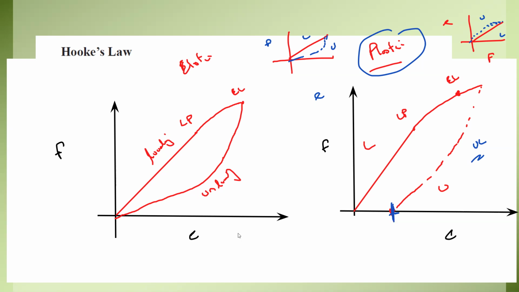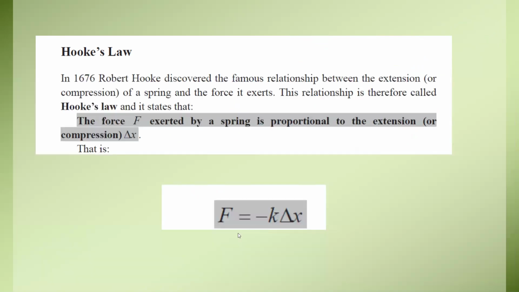How is the unloading graph drawn above the loading graph? It depends on the extension axis. If you have extension on the y-axis, then you draw above. If extension is on the x-axis, you draw below. So it totally depends on the extension axis.